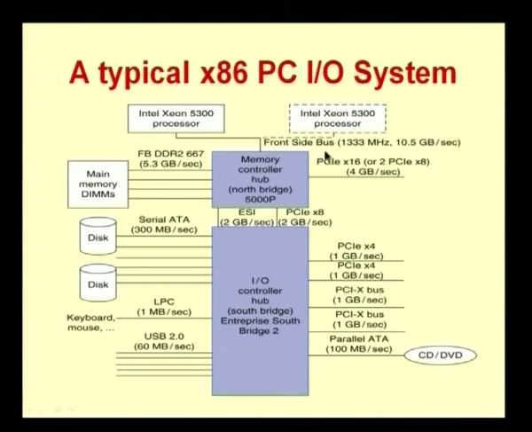FSB is the term that they normally use, front side bus. You can see that it works at about 1.33 gigahertz and can do about 10.5 gigabyte per second data transfer. So, these are the kind of data rates that are supported on these fast systems that we have.